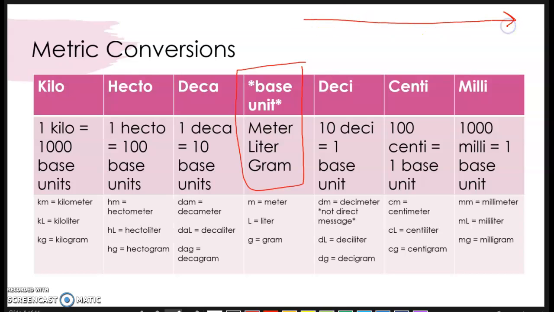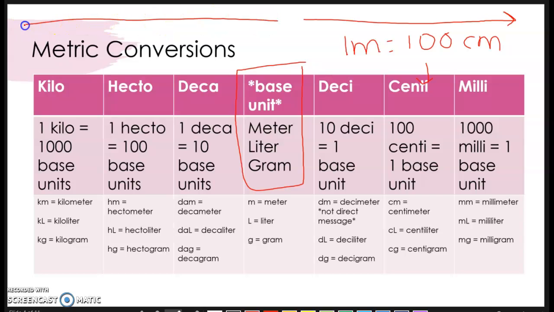Decis, centis, millis, and it can keep going. These are smaller than a base unit. So let's look at centi. 100 centis equals 1 base unit. So say we're talking about meters. This means that 1 meter equals 100 centimeters. So they're pretty small. They're a hundredth of a meter.